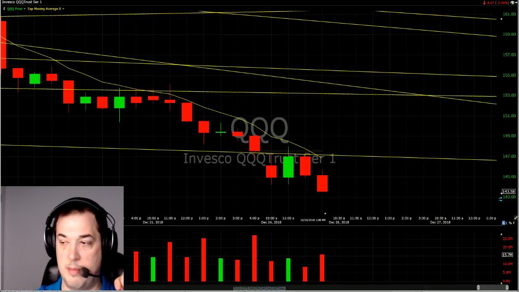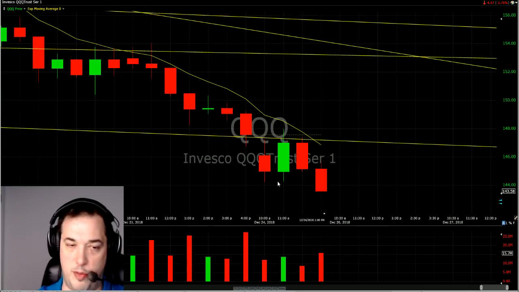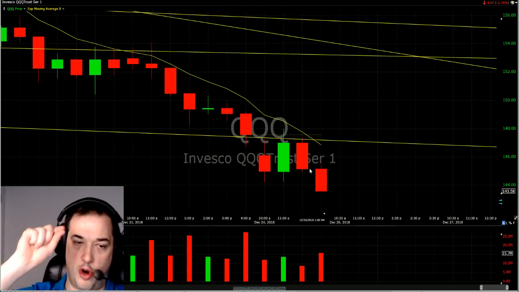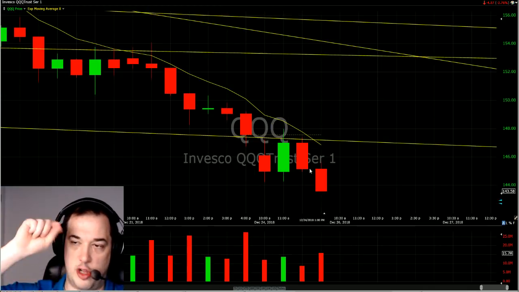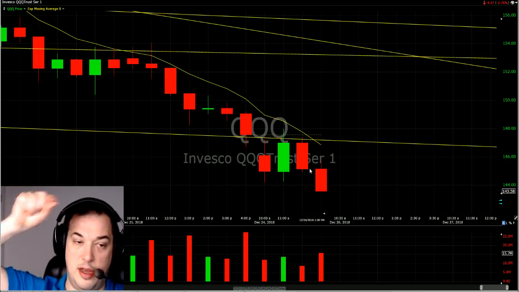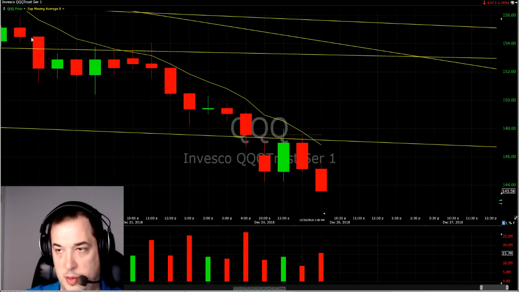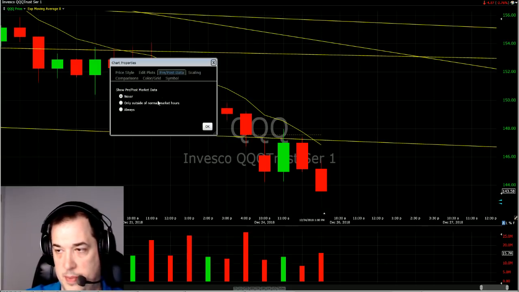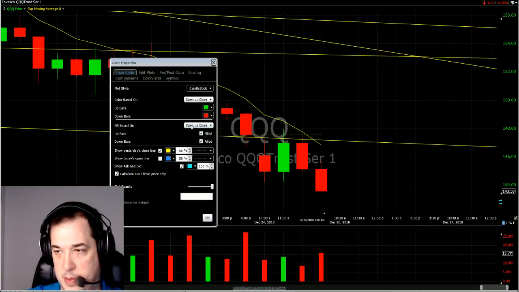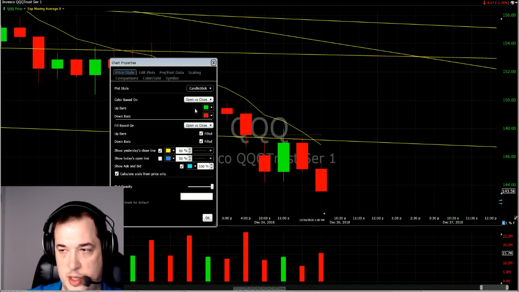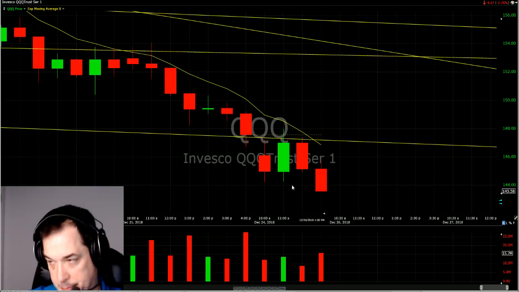So you see, my bars are based on color of open and close. So wherever the bar opens and closes, if it closes higher than where it opens, it's green. If it closes lower than where it opens, it's red. And it's literally one of the ways you can edit your chart properties right over here. The fill is based on, instead of net change, open versus close. I do it on open versus close.